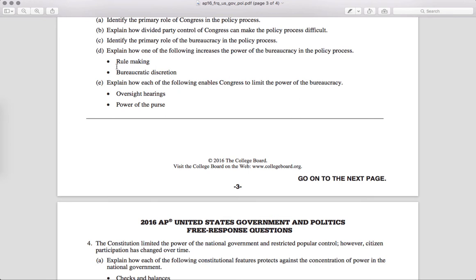Real quick, rulemaking, the idea is that Congress passes a vague law like we want clean air, but who actually makes the rules about what clean air looks like? That's the EPA. So they make the rules of like how many parts per billion of this chemical you can have in the air. Bureaucratic discretion is when the head of a bureaucracy has discretion or choice on whether something should be enforced harshly or in a little bit more of a lax manner. So let's give one potential answer here using rulemaking.